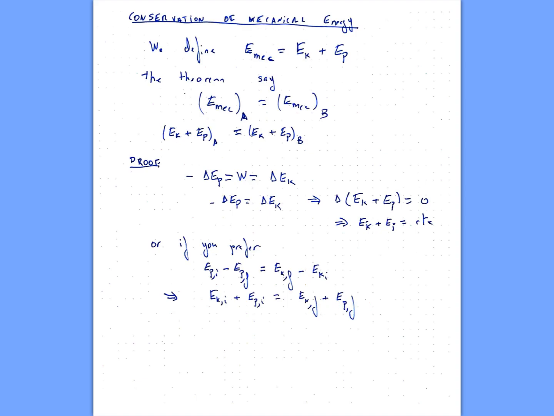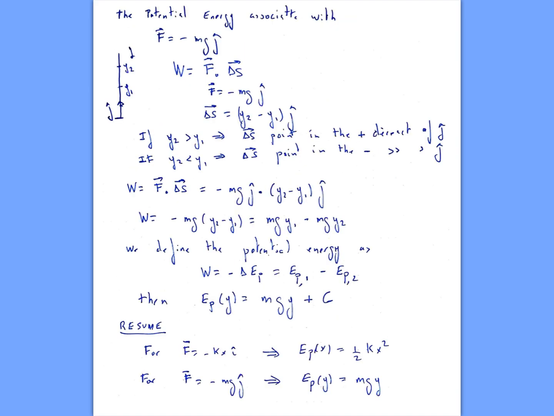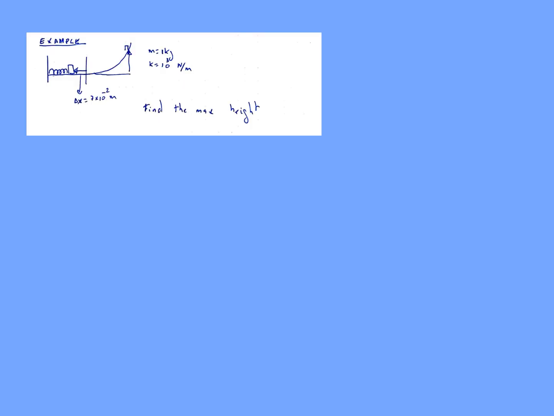This is what we have done, and it is used to solve problems. So this is the summary. The summary is that if the force is minus Kx, the potential energy will have 1/2 Kx squared. If the force is the weight, the potential energy is mgy. What do we want? Okay, we want to solve this problem.